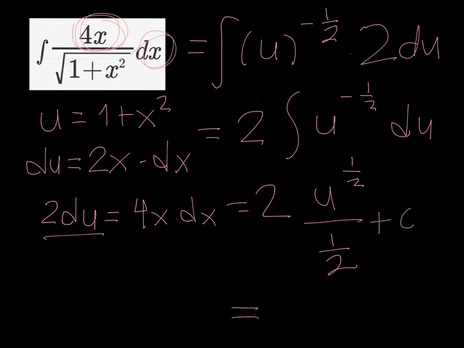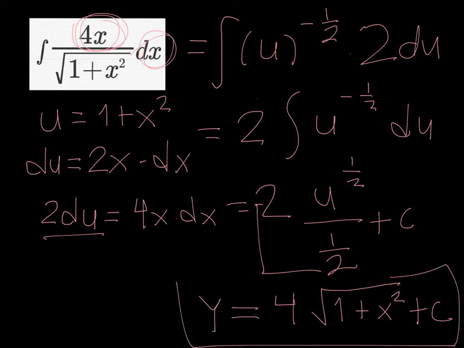So by using the quotient of quotient rule, that will be 4 times the square root of u, which is 1 plus x squared, plus c. And that is my indefinite integral, antiderivative, my original function, my primitive function, my love, my everything.